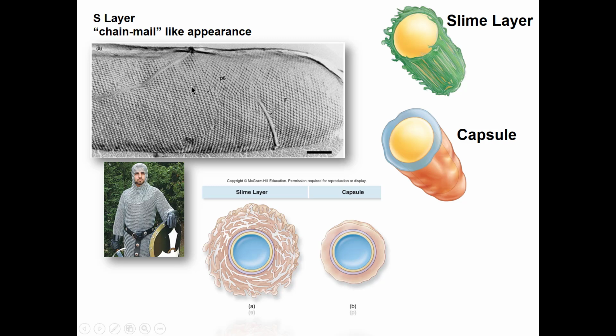The S layer is often described as sort of a chainmail-like structure, kind of like the chainmail armor of a knight. It has a thin but strong layer that simply helps the bacteria with an extra layer of protection.